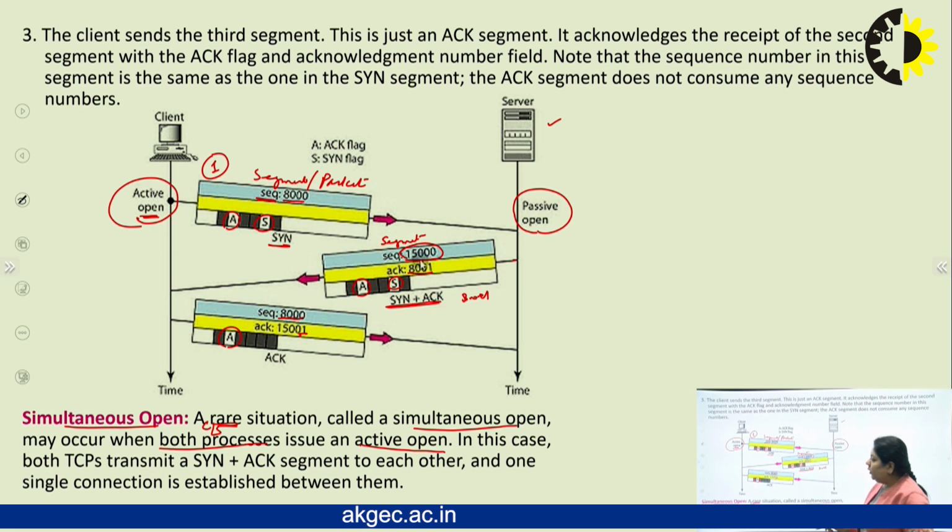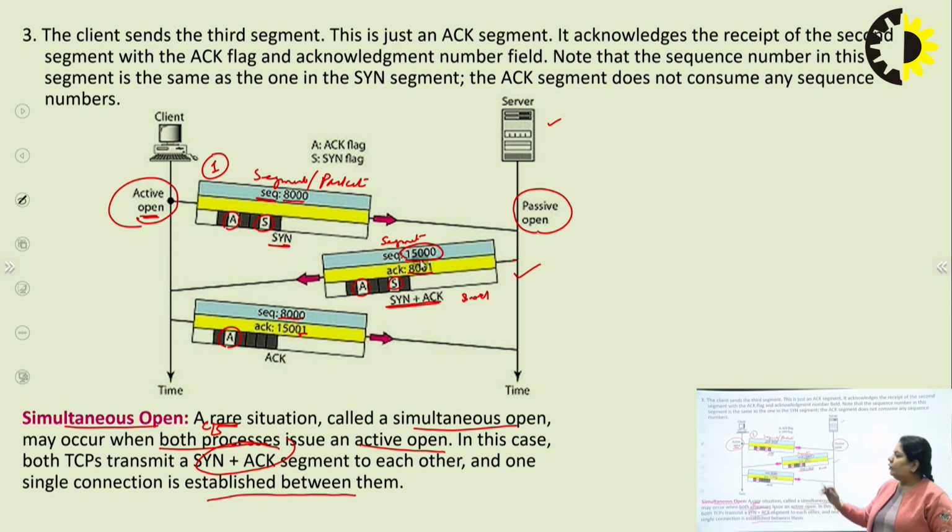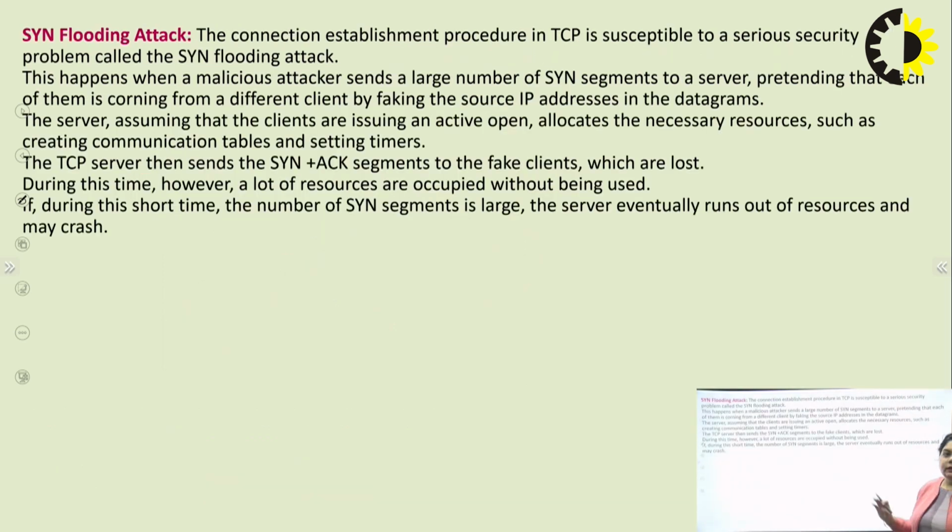So in this case, both TCPs can simultaneously send a synchronization plus acknowledgement segment, that is this segment, to each other, and one single connection is established between them. So there is no need to send 3 packets between them. They both can send one packet to each other, that is this packet, and the connection is established between the client and the server.